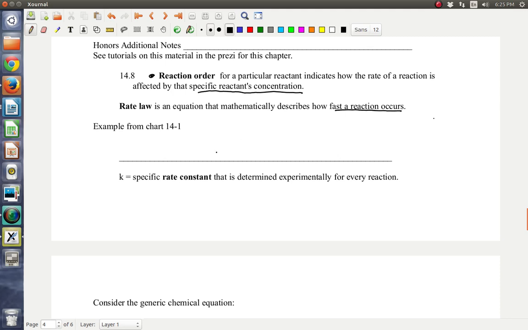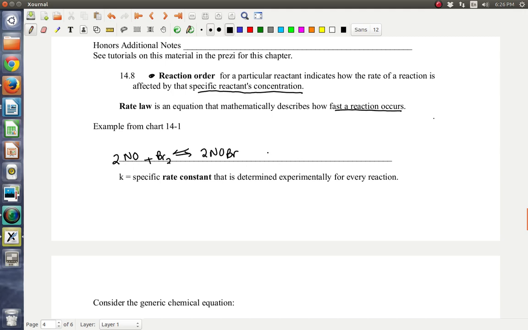So one of the examples that we might have here is 2 nitrogen oxide plus bromine. Remember, bromine's diatomic. Yields. Now most reactions are reversible, so you should start writing them with reversible arrows. Yields 2NOBr. Okay, this is the general equation.